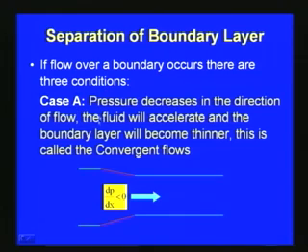When we consider the separation of the boundary layer, if flow over a boundary occurs, there are typically three conditions. The first condition is case A, where pressure decreases in the direction of flow, the fluid will accelerate and the boundary layer will become thinner. This is called the convergent type of flow. You can see that the flow comes, and then there is a convergence, and from here onwards dP by dx is less than 0. So the pressure decreases, the fluid will accelerate, and the boundary layer will become thinner in this case.